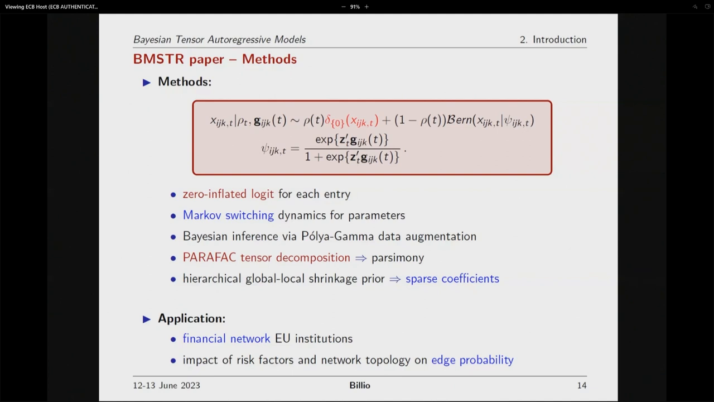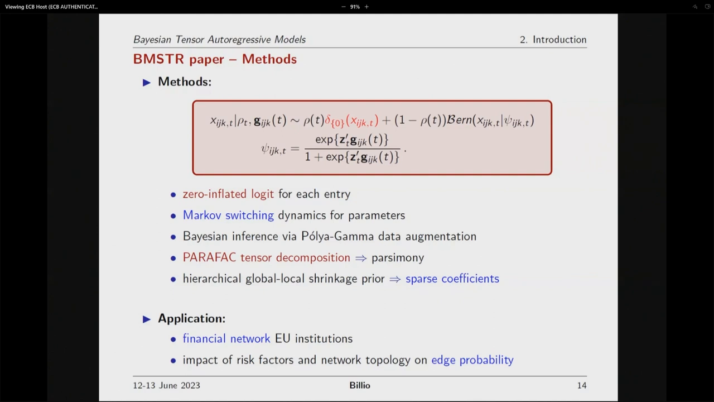And for the parameters, we consider a Markov switching dynamics and again, the estimation is through Bayesian inference. Here we need to use a particular type of data augmentation, the Polya-Gamma. But after, the two main points are again the PARAFAC tensor decomposition in order to have parsimony, and the hierarchical global-local shrinkage prior in order to be able to induce and to obtain sparsity for the coefficients.